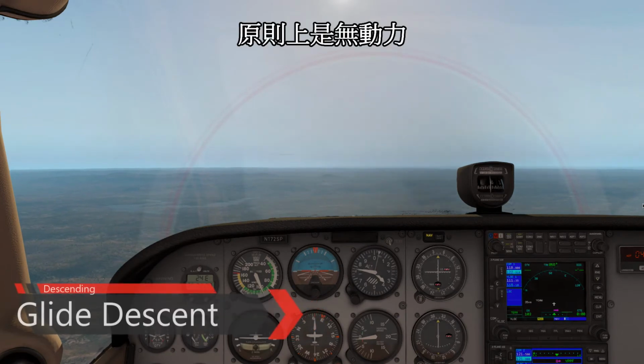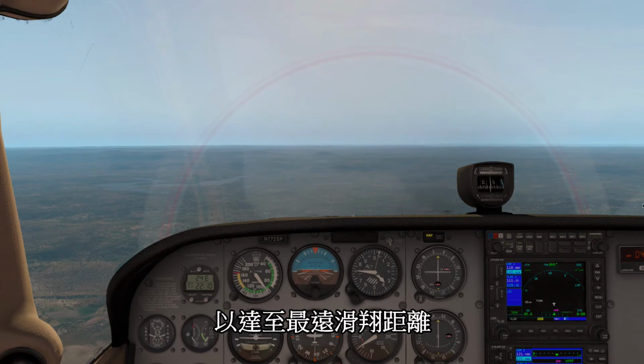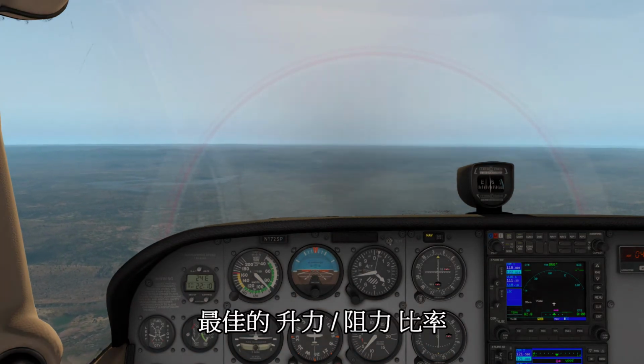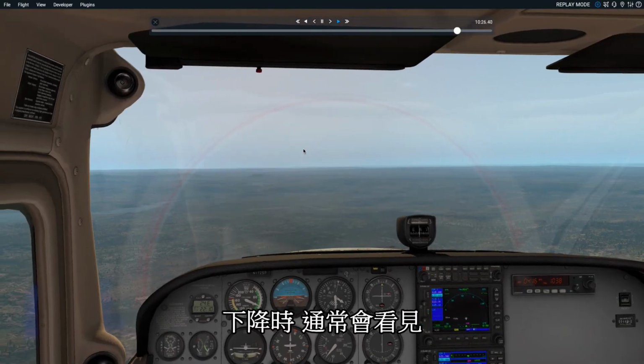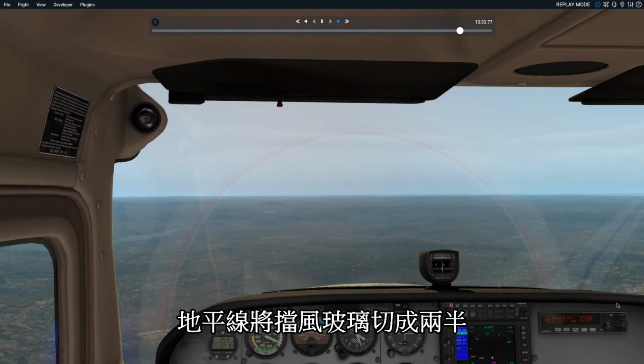In glide descent, basically it is an unpowered or idle power descent to maximize glide range. We fly at the angle of attack which gives the best lift-drag ratio, about 68 knots. During descent, normally you will see the horizon cut through your windshield into two halves.